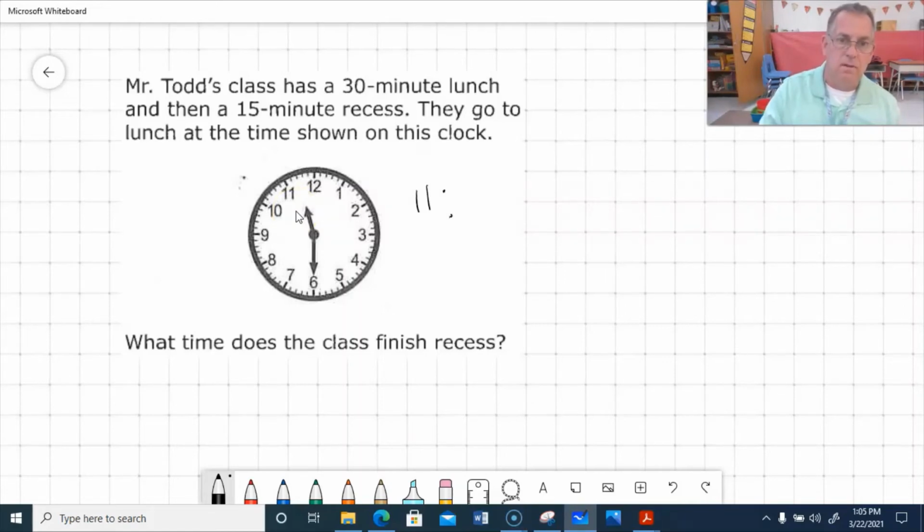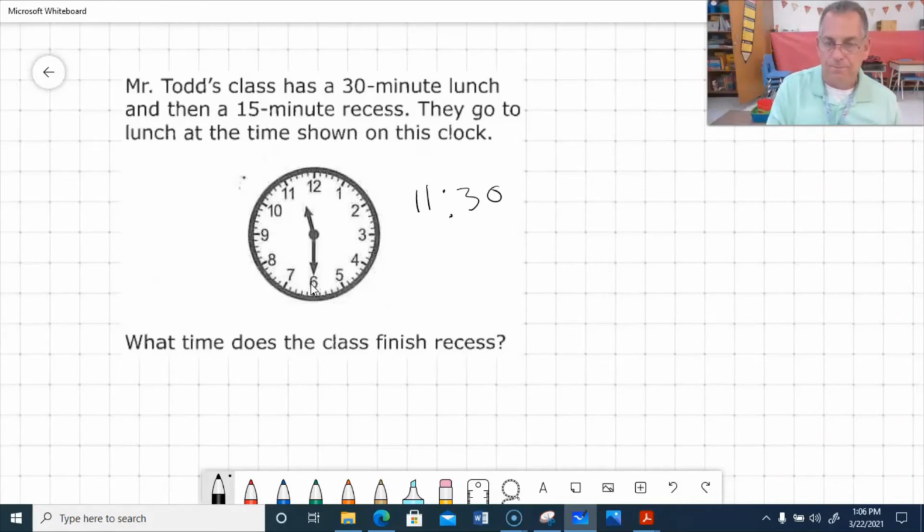And the minute hand's pointing down to the 6, and I know that's the 30. So that's 11:30. Or I could skip count: 5, 10, 15, 20, 25, 30. And now we'll go ahead and say that he goes to lunch. They have lunch for 30 minutes and recess for 15.